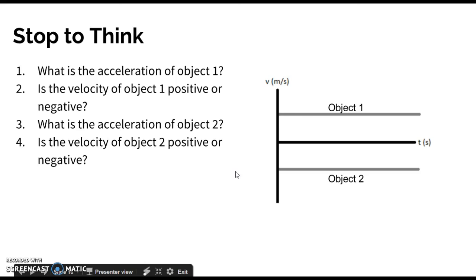Part 3 asks, what is the acceleration of object 2? Object 2 being this object here. The acceleration again is 0 because this line has no slope. It's staying at a constant velocity, so its acceleration is 0. Part 4 asks, is the velocity of object 2 positive or negative? Hopefully you answered negative, and the reason for that is that this line is in the negative region of our graph.